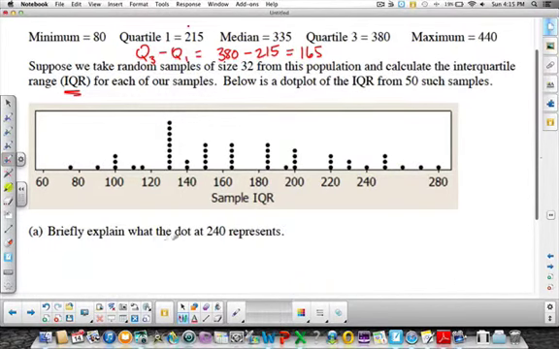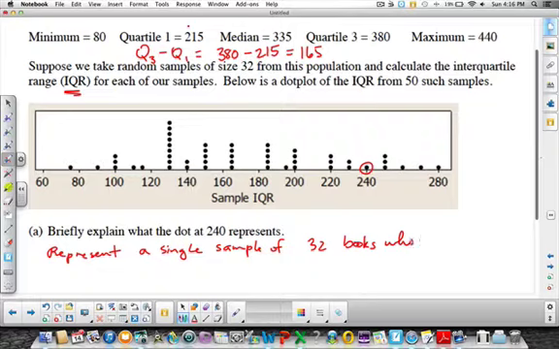So part A asks us to explain what the dot at 240 represents, this dot right here. And this dot right here represents a single sample whose IQR is 240. So a single sample of 32 books whose IQR is 240.